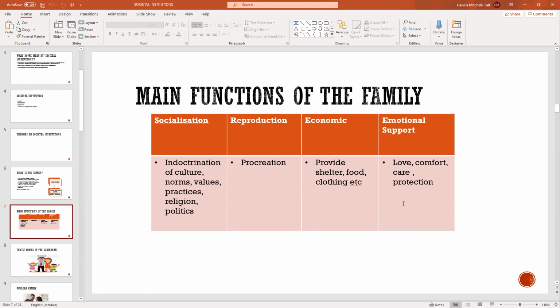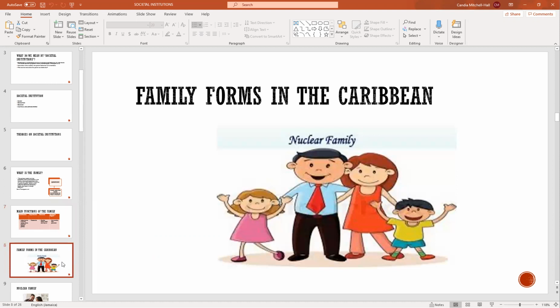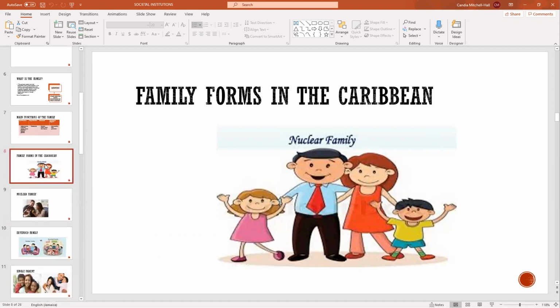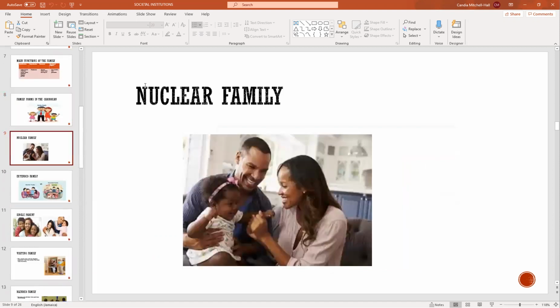And in the Caribbean today, we have many, many different types of family forms. In fact, one of the family types that we have is the nuclear family, which is the father, the mother, or husband, wife, and the nice little baby. Nuclear.